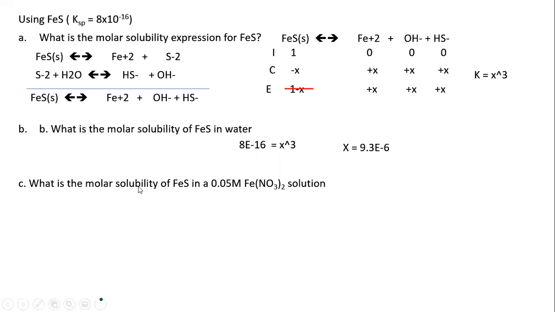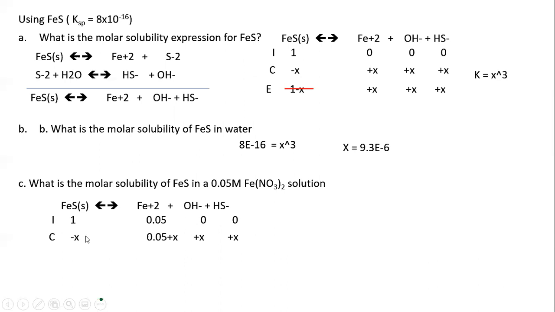In C, it wants us to calculate the molar solubility of iron 2 sulfide in 0.05 molar iron 2 nitrate solution. So again, we set up our ice table. So this is the overall reaction that's occurring for iron 2 sulfide. So initially, we start with 0.05 molar of iron 2 plus, because you see here iron 2 nitrate, there's 1 iron for every 1 formula unit of iron 2 nitrate.